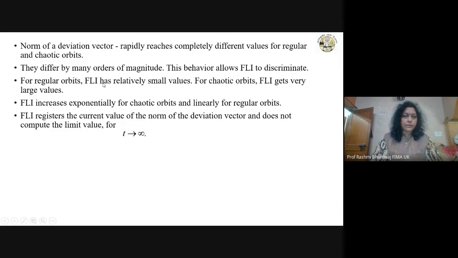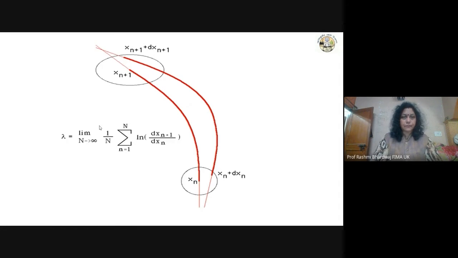For a regular orbit, this has relatively small values. If it is increasing exponentially, then we have chaotic behavior. And as t tends to 0, if you are not able to compute the limit value, then it is registered as showing a chaotic system. Now at each iteration, you are finding the eigenvectors, and then you are finding the distance as this ratio, which is giving you the value of the eigenvector.